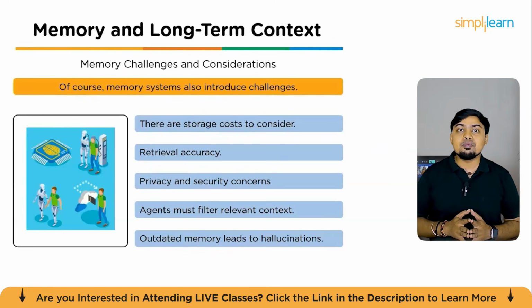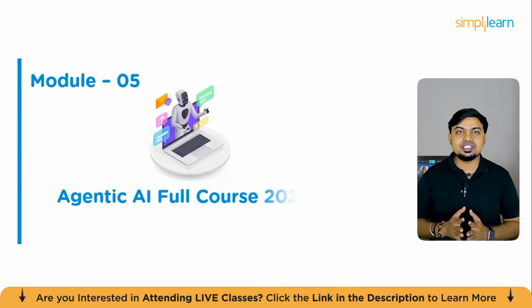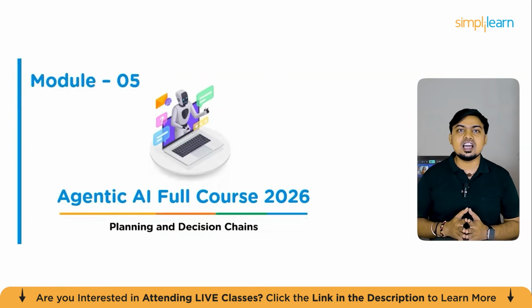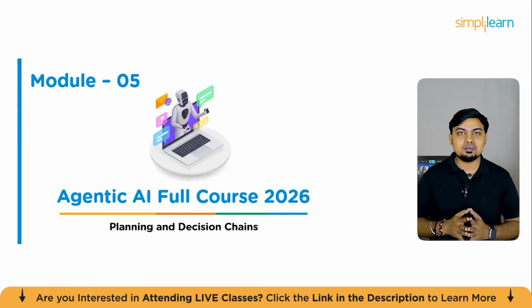Now that you understand how memory allows AI agents to retain context, learn from experience, and improve performance over time, we are ready to move to the next concept. In the next chapter, we will explore planning and decision chains, where AI agents learn how to break down goals and execute complex multi-step behaviors autonomously. And this is where AI agent intelligence becomes even more powerful.